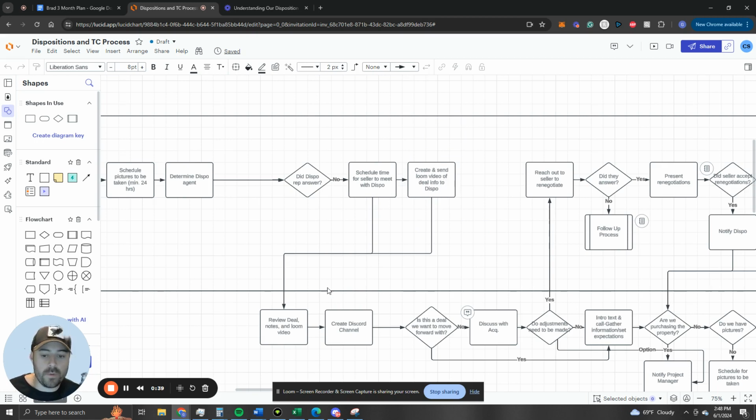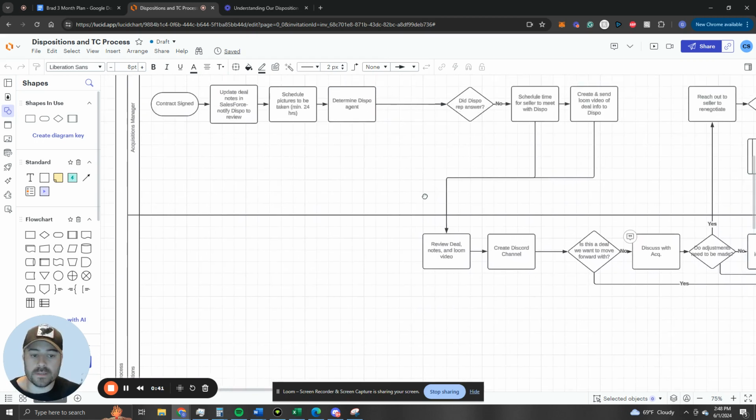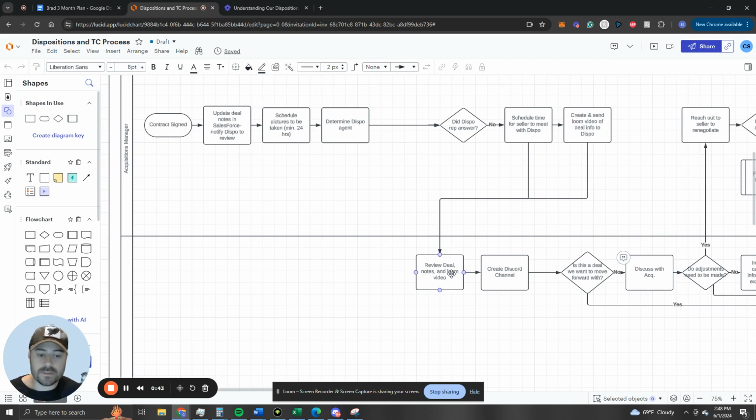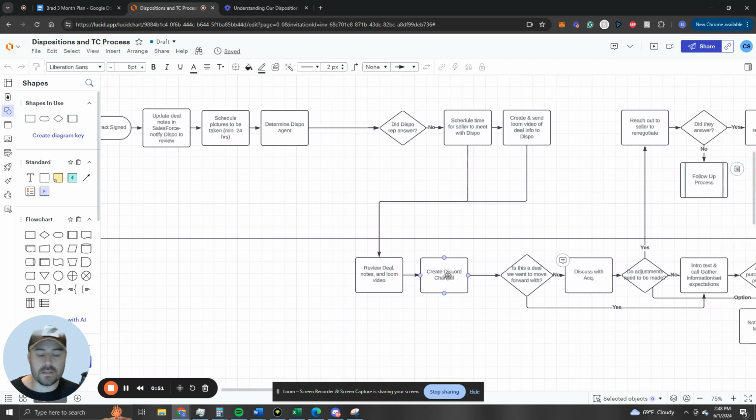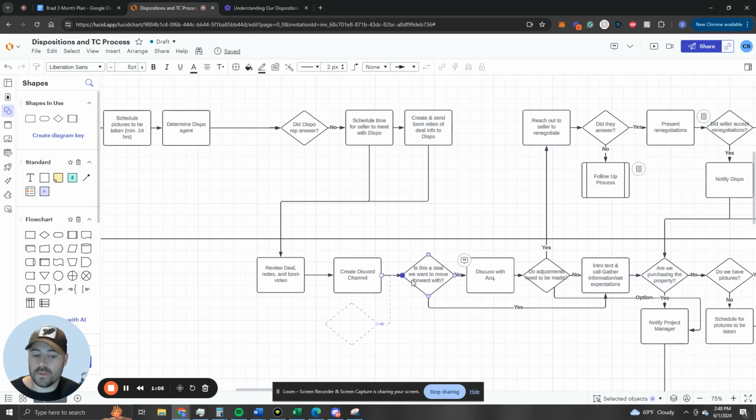But just to keep it flowing, here's where we come in, right? Our job as Dispo is we'll review those deal notes that the acquisition manager gave us about this current deal. We'll create a Discord channel, which actually gets created automatically once a contract gets started. We'll create a Discord thread for this. Now, this is something Karen does for us, but Karen is just Dispo assistant right now. She'll do that for us. And then we'll review the deal and decide, is this a deal we want to move forward with? And what does that mean?